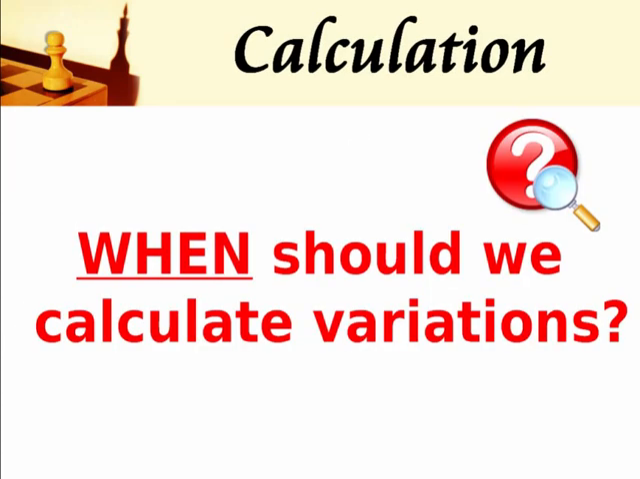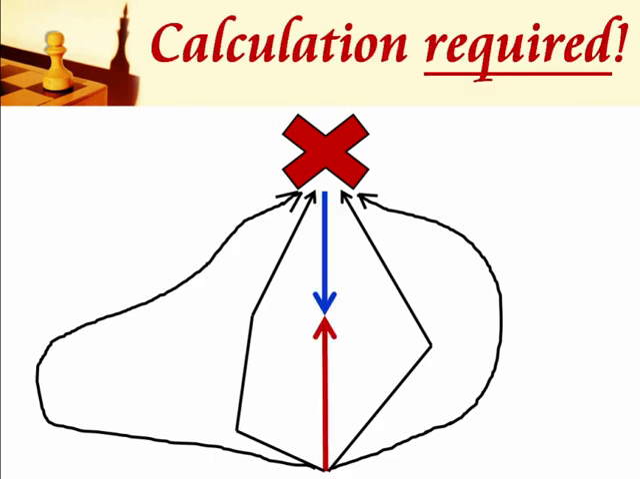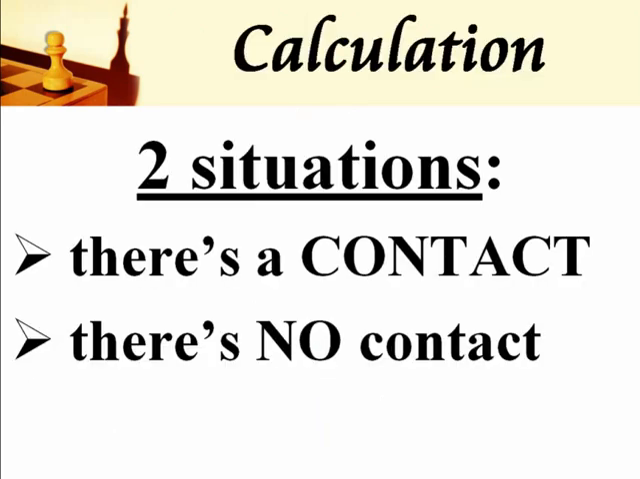Here's the first question. When should we calculate variations? As I have mentioned in the previous lesson, generally tactics are about finding the best way to achieve your goal. Thus, you need to calculate when there is such a choice. As we already know, it becomes really crucial when there is contact between your and your opponent's pieces. Having said that, there can be two different situations when you need to calculate. First, when there is no contact between the pieces, and second, when there is such a contact.